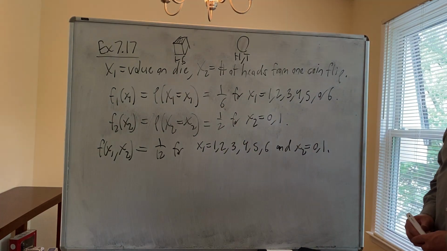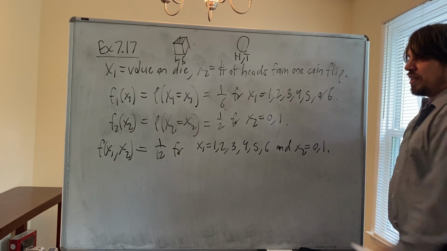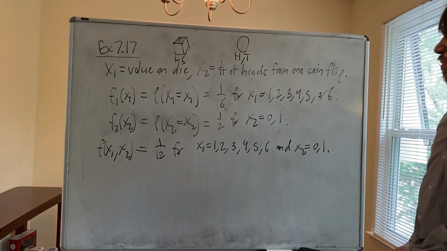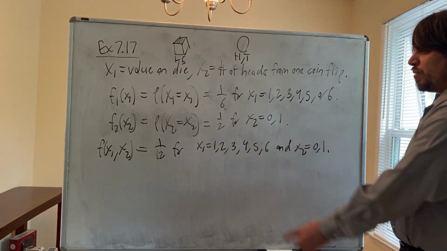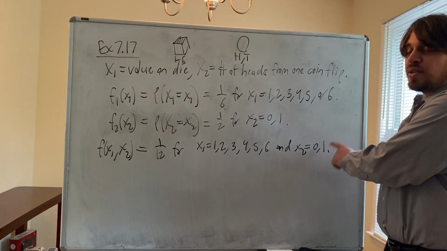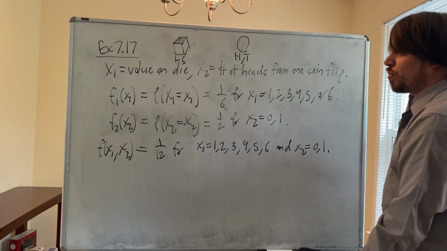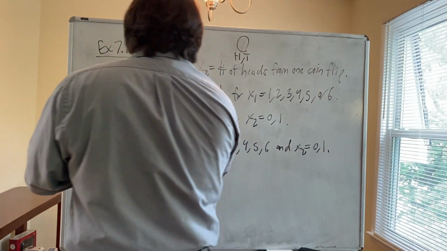Right? And so no matter what, you have to choose two values, one for x1 and one for x2. But for any given choice, the probability of that happening is 1/12, right? The probability that you roll a 2 and you get 1 head is 1/12. The probability that you roll a 4 and then you get 0 heads is also 1/12. And so f of x1 comma x2 is 1/12. Okay? So now we have that.